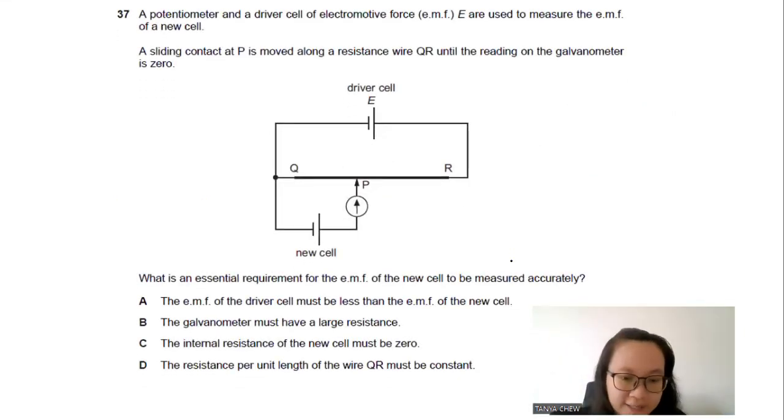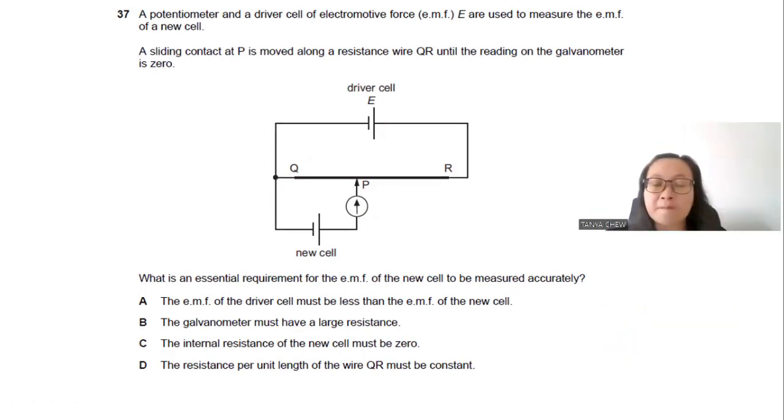Question 37, a potentiometer and a driver cell of EMF are used to measure the EMF of a new cell. A sliding contact at P is moved along the resistance wire QR until the reading of the galvanometer is 0. What is an essential requirement for the EMF of the new cell to be measured accurately? Let me see. Look at the choices one by one.